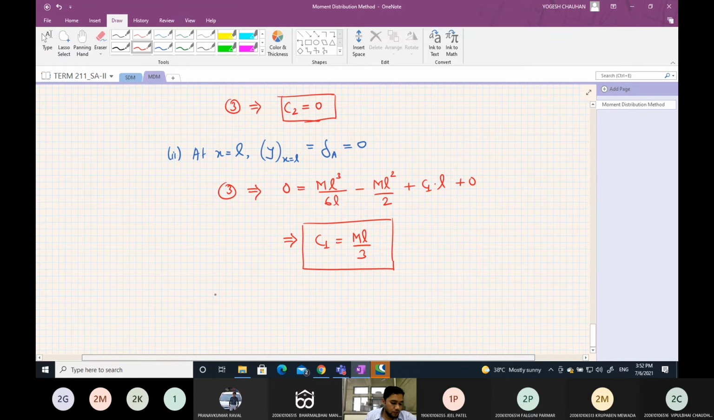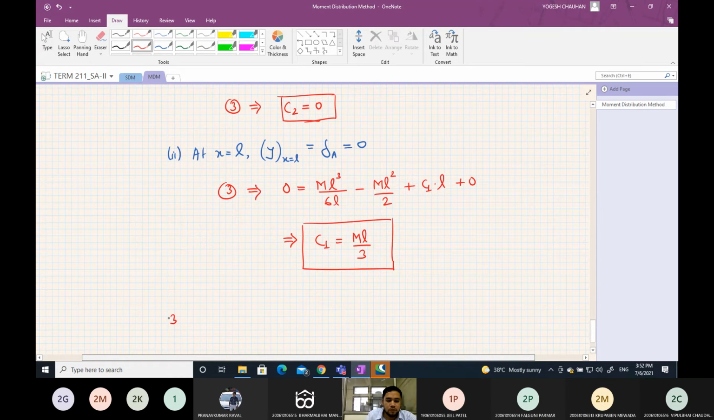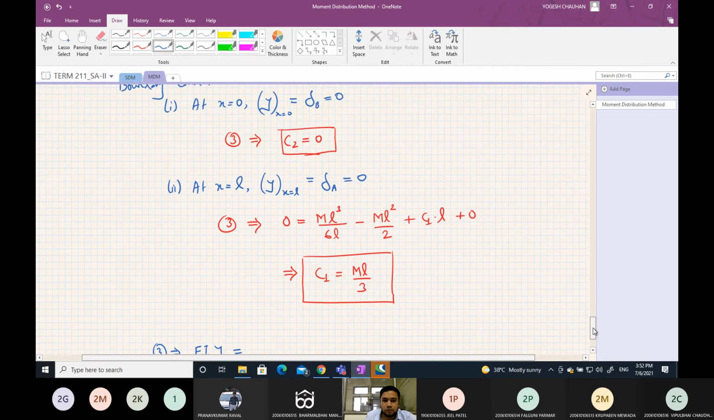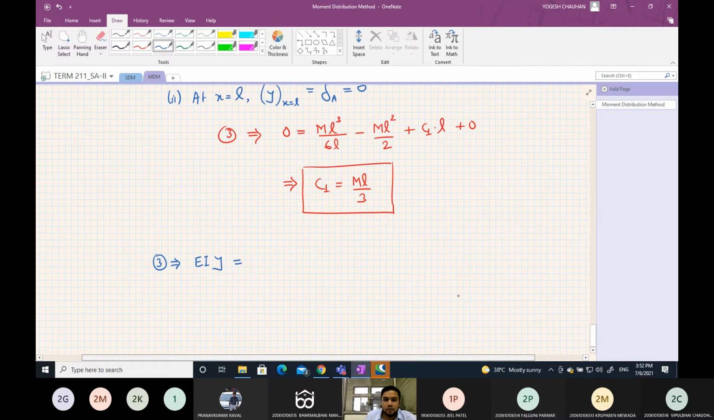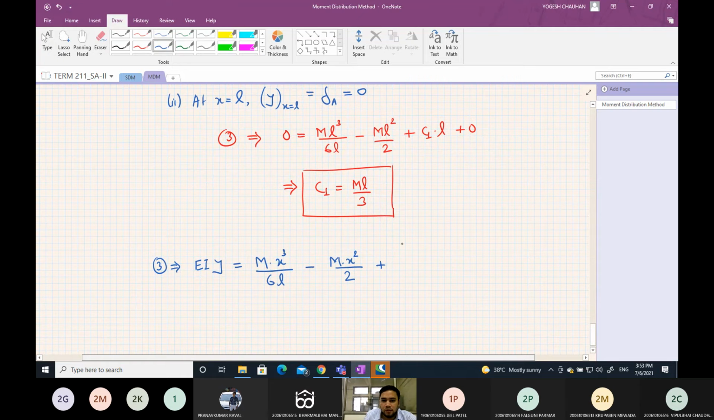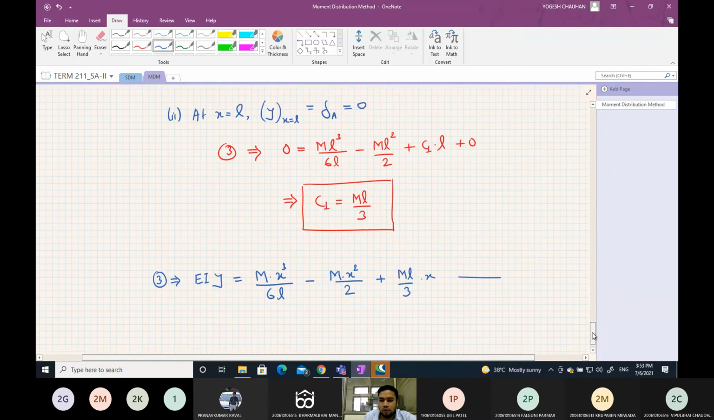So we can write this equation number 3 as: EI y is equal to M x cubed by 6l minus M x square by 2 plus c1, which is M l by 3, into x plus c2, which is 0. c2 is 0. So mark this as equation number 4.